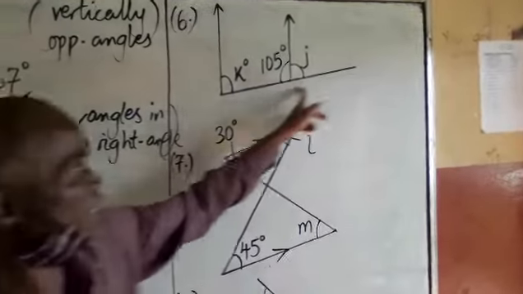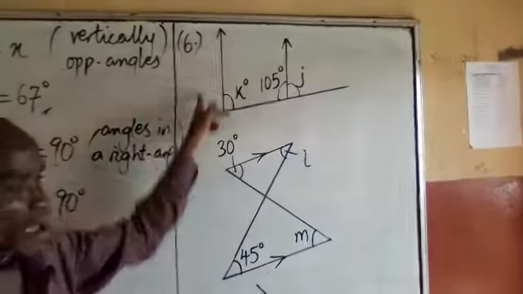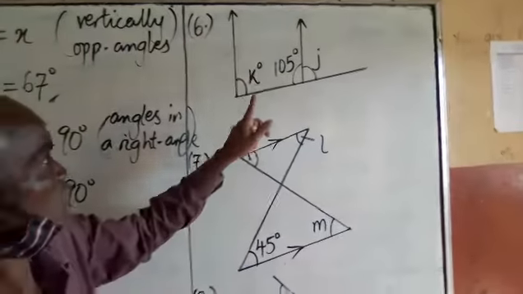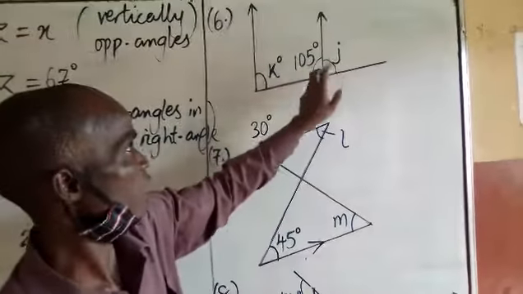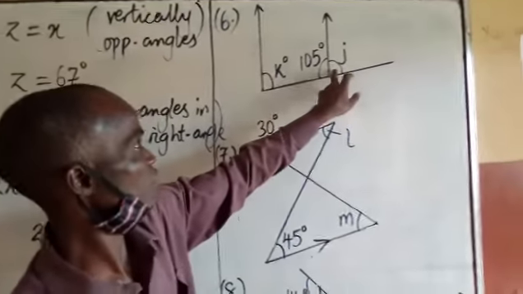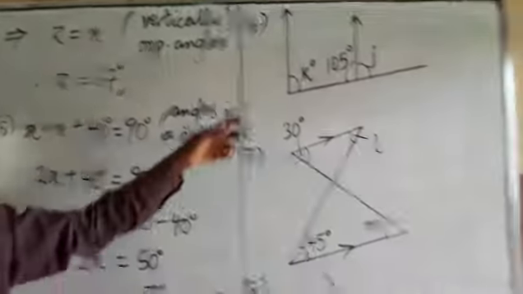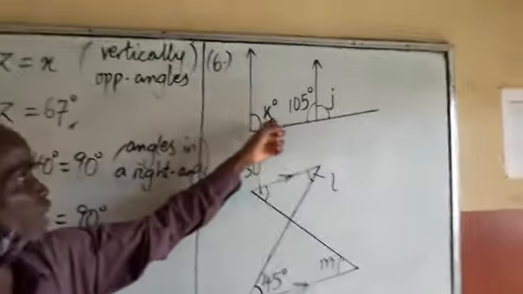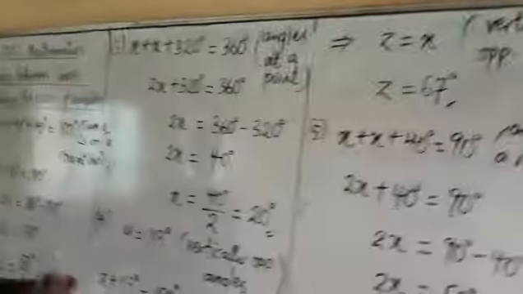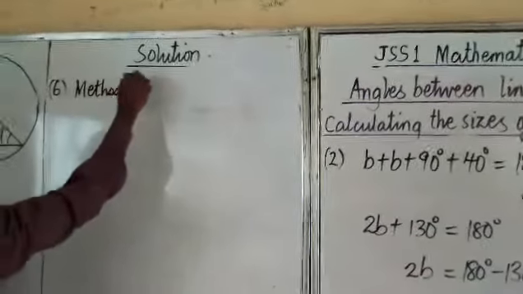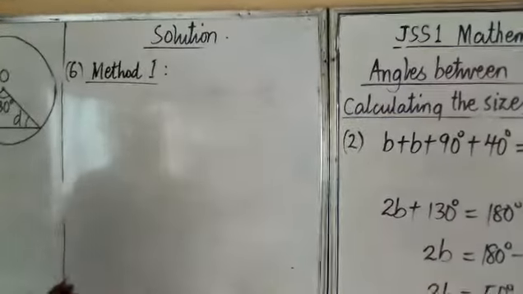This diagram forms the letter F, okay, corresponding angles or F angles. So K and J are equal. But let's find the value of J first. Okay, we can actually find the value of K first. That would be method 2. Okay, let me take this to be method 1. Method 1.